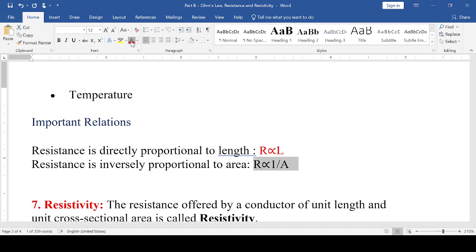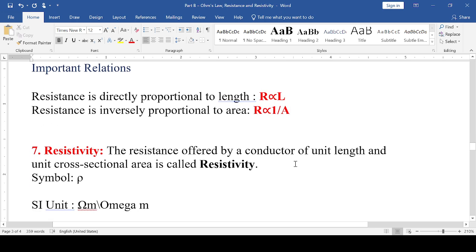Then what about the area? Resistance is inversely proportional to the area. If area decreases, resistance increases. If area increases, resistance decreases. Next comes resistivity, and after that we will discuss the formula.